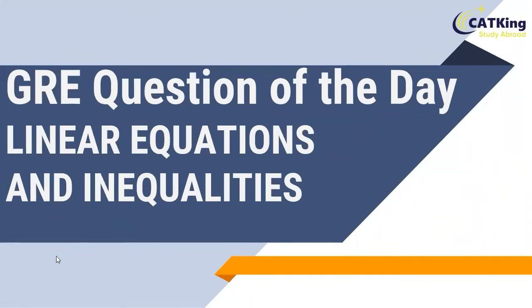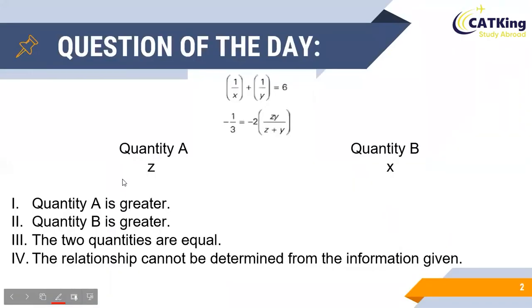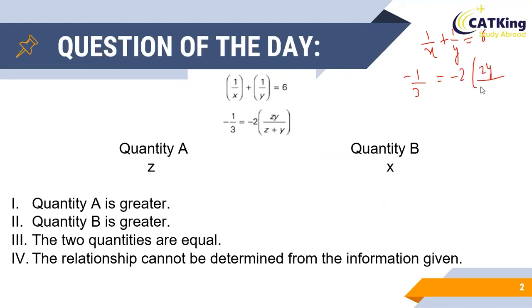Today we will discuss a question on linear equations and inequalities. As you can see, our today's question is a quantitative comparison question wherein we are given that 1/x + 1/y = 6 and also that -1/3 = -2 × zy / (z + y).